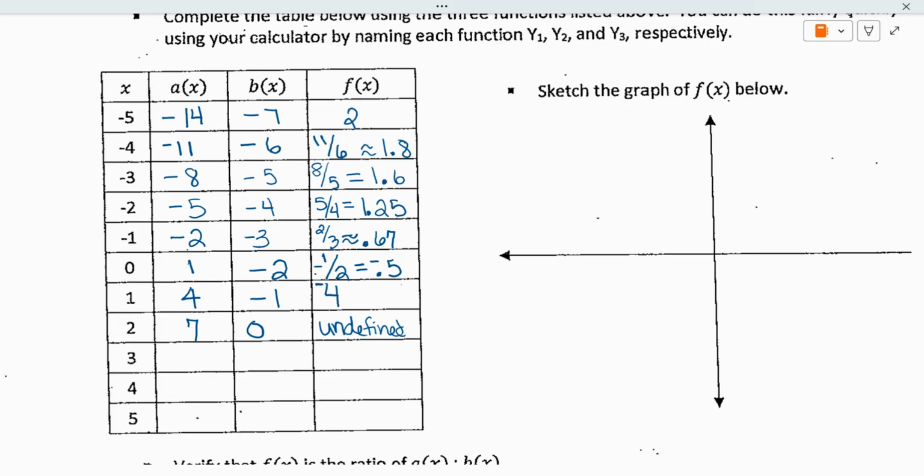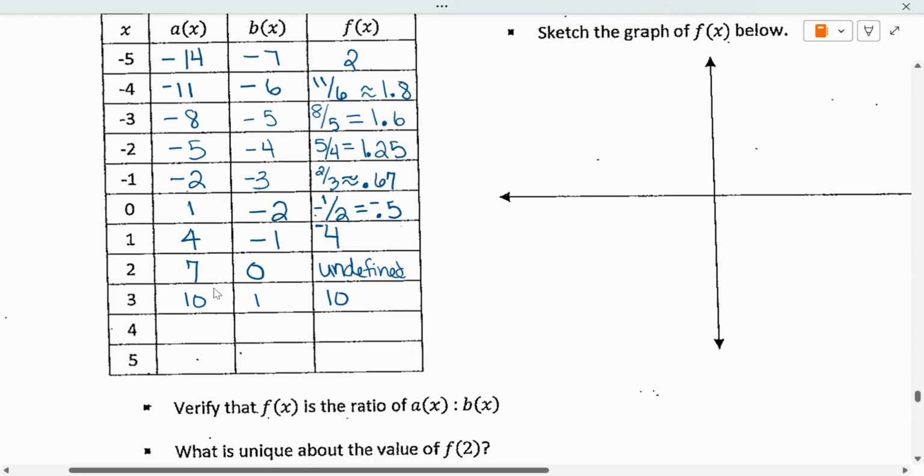What about when you let x equal 3? Well, 10 and 1. 10 divided by 1 is? Okay. What about when you let x equal 4? 13 and 2. 13 divided by 2 is? 7.5. And when you let x equal 5, 16 divided by 3 is the same thing as? I'm just going to write it as 5 1/3.